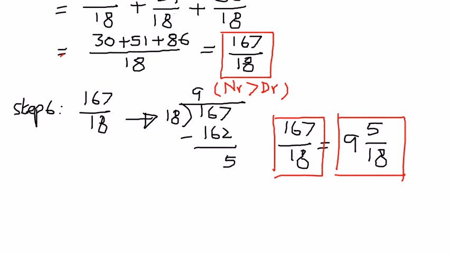So 9 5/18 is in the mixed number format. 167 over 18 is in its improper fraction format, and therefore both ways of representing the answer are correct. So this is how we're going to add fractions with mixed numbers. In my next presentation, we shall see how to subtract fractions.